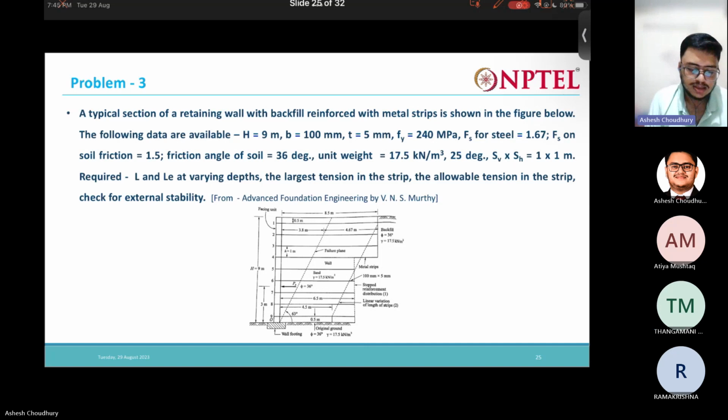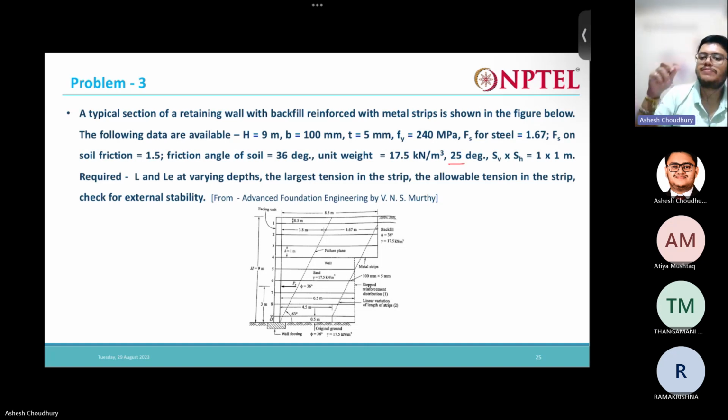This 25 degrees is nothing but delta, the friction angle between the soil and the metal strip. Then SV into SH is 1 into 1 meter, meaning the vertical spacing and the horizontal spacing. Since these are strips, the horizontal spacing also matters in this case. So the vertical spacing and the horizontal spacing are 1 by 1 meter.